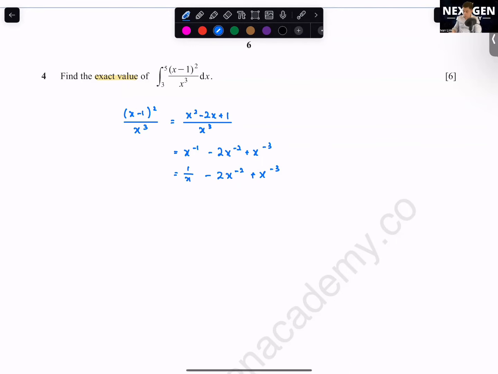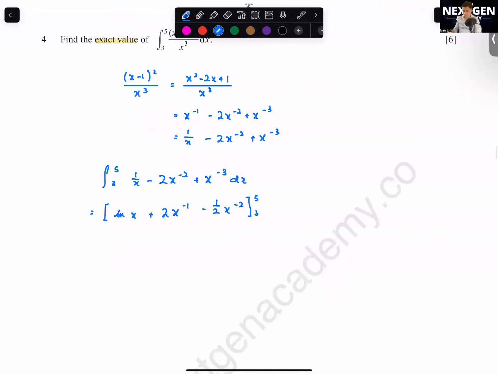Okay, let's integrate this. Integrate from 3 to 5, 1 over x minus 2x to the power of negative 2 plus x to the power of negative 3, dx. First one, we will get ln x plus 2 to the power of x minus 1. Minus 1 over 2, x to the power of negative 2, from 3 to 5. This one I straight away calculate. This one is x to the power of negative 1 over negative 1.